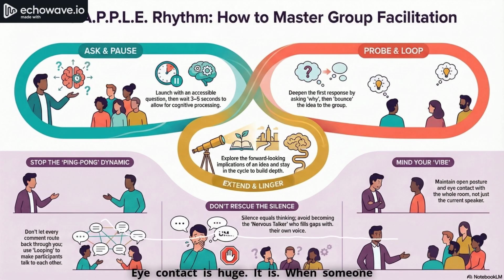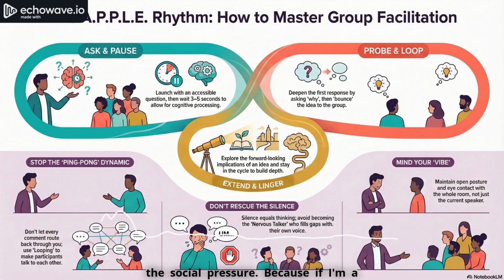Eye contact is huge. It is. When someone is speaking, our instinct is to lock eyes with them exclusively. But the framework suggests you actively look around the room at the people who are not speaking. Because when you do that, you're communicating something profound. Oh, that's really smart.